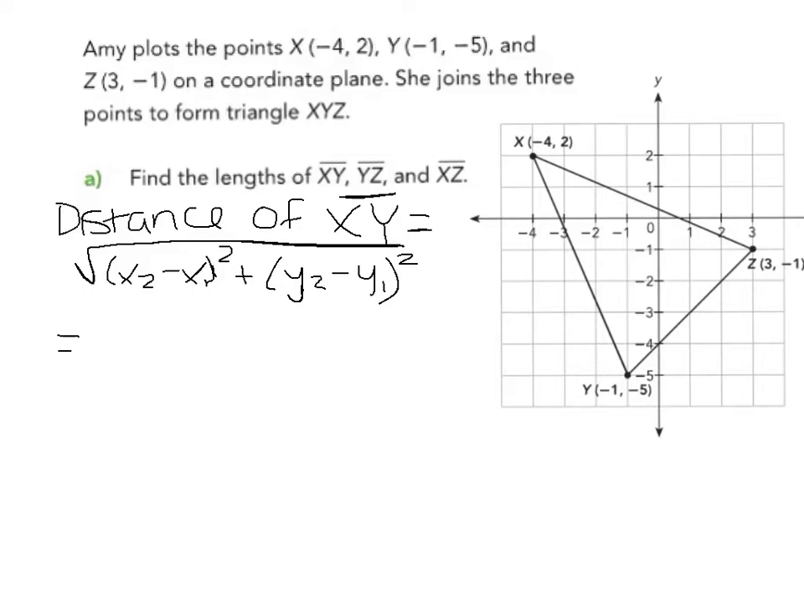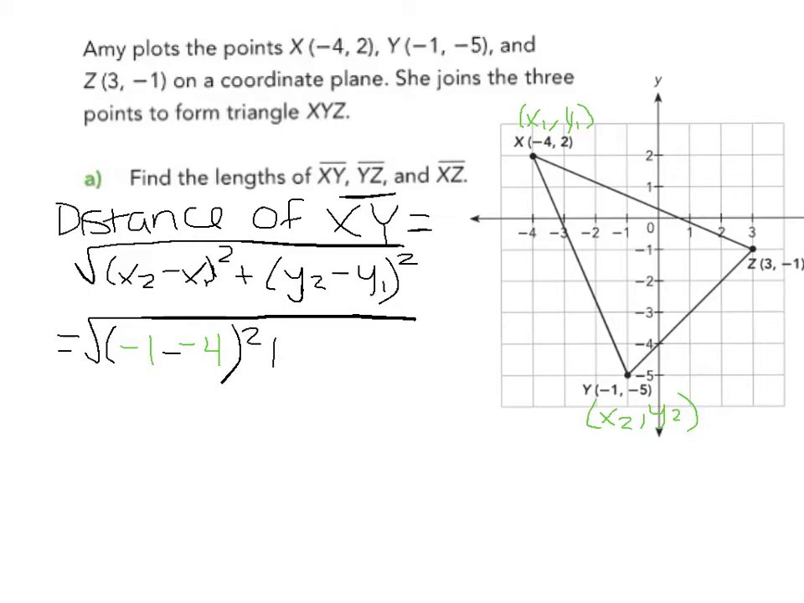Before we begin, let's label our points. So I'm going to assign X to be x1, y1, and I'm going to assign Y to be my x2, y2. So my x2 value is -1, and my x1 value is -4. My y2 value is -5, and my y1 value is 2.